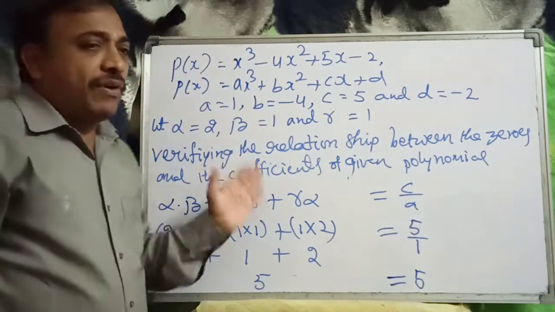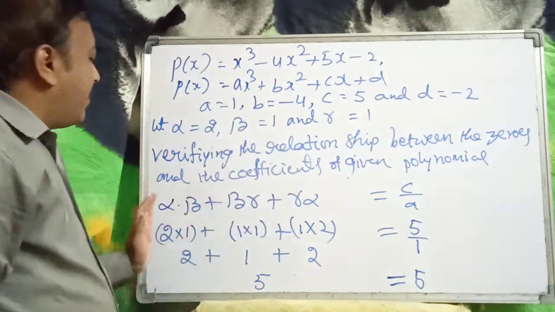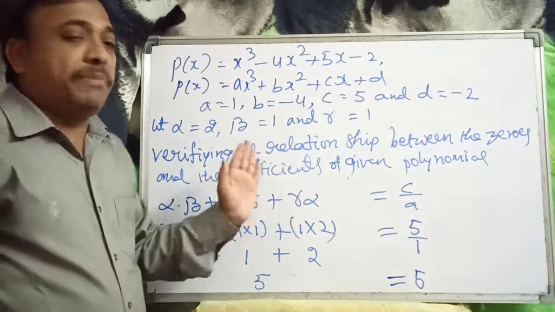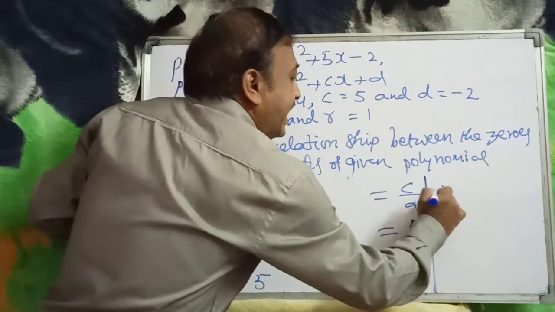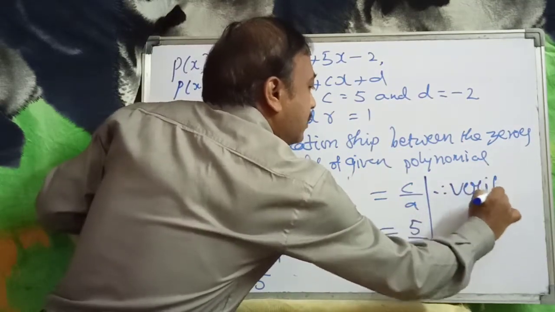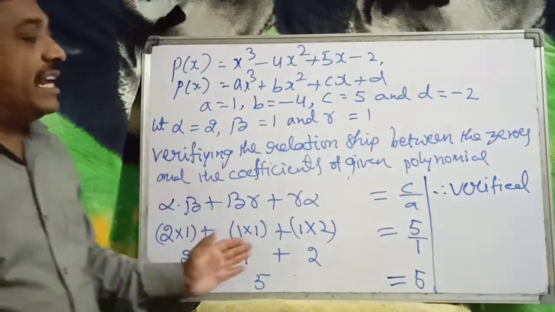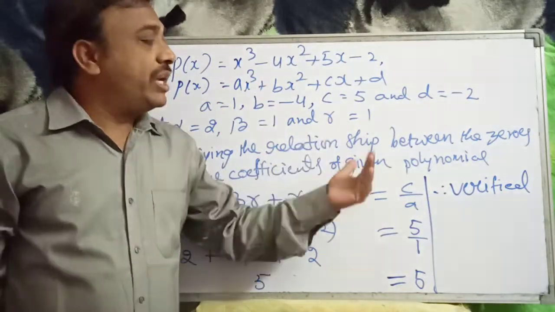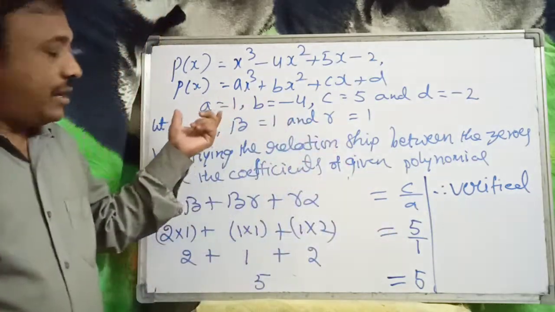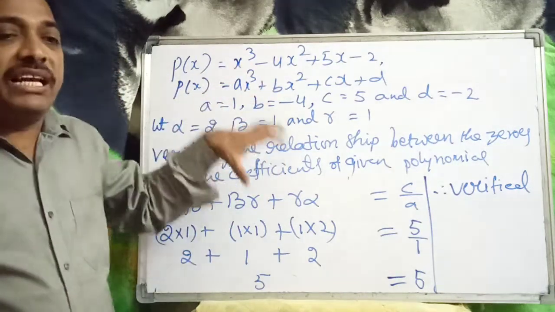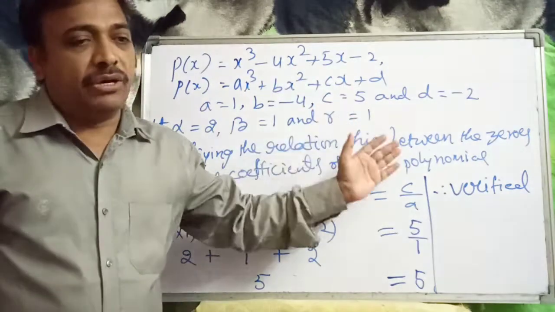Therefore, alpha plus beta plus gamma we got, and alpha into beta into gamma we got, alpha into beta plus beta into gamma plus gamma into alpha, that also we got. Therefore it is verified. What we verified? The relationship between the zeros and the coefficients of the given cubic polynomial. Do you understand how to verify the relationship between the zeros and the coefficients of the given cubic polynomial?